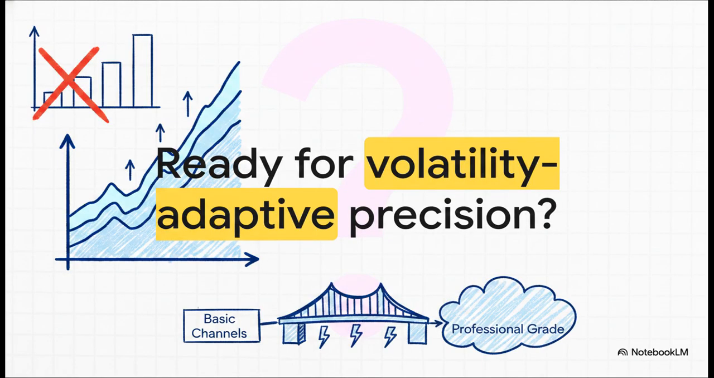So as we kick off Season 2, ask yourself, are you still relying on static indicators in a wildly dynamic market? Are you finally ready to leave basic channels behind and start adapting to volatility in real time? The Keltner Channel is your bridge to professional-grade breakout trading. Stick around because if this is just the premiere, well, just wait until you see what sophisticated edges we uncover next.